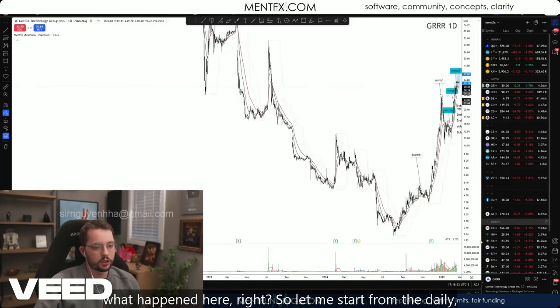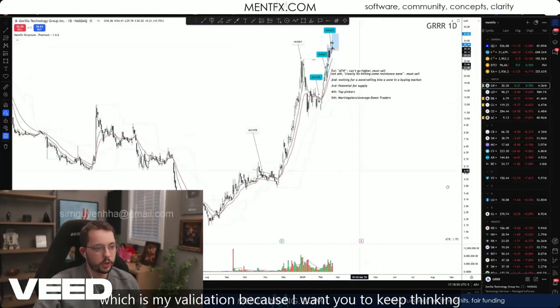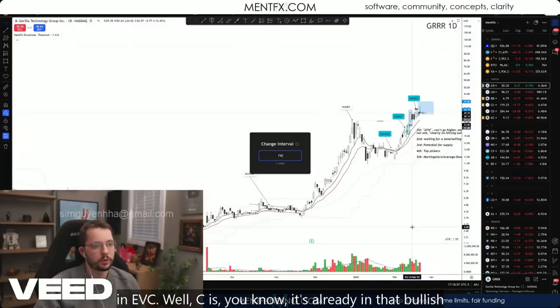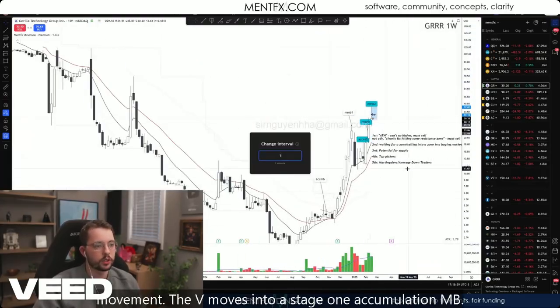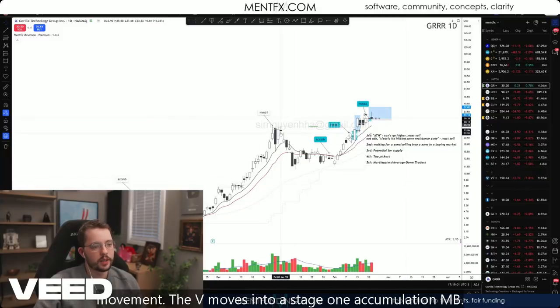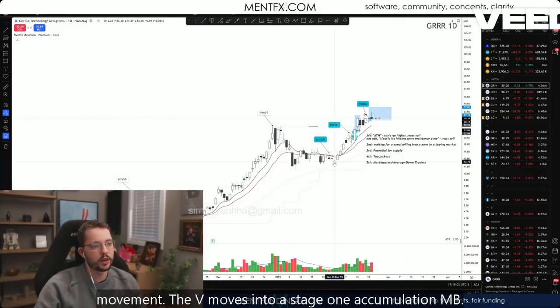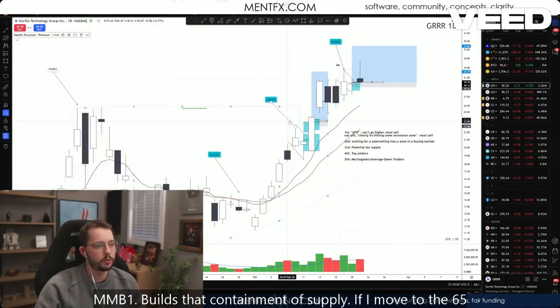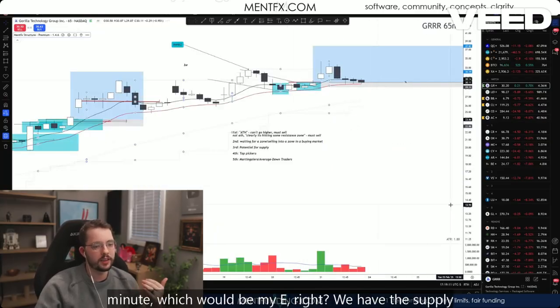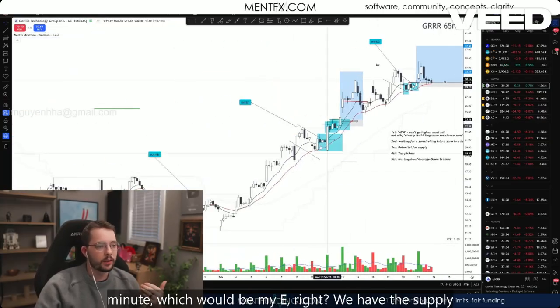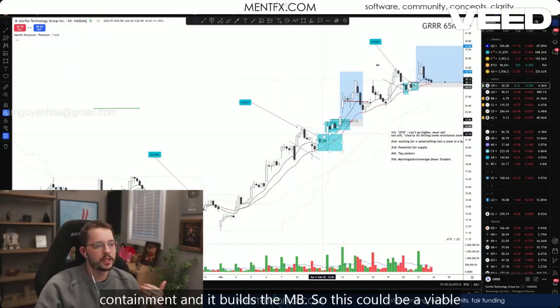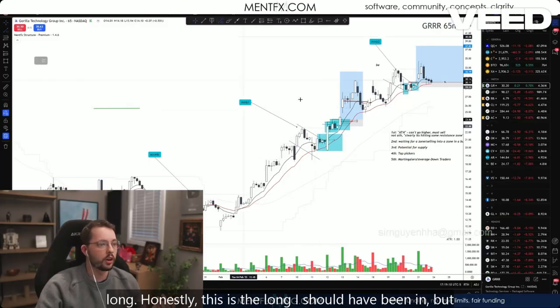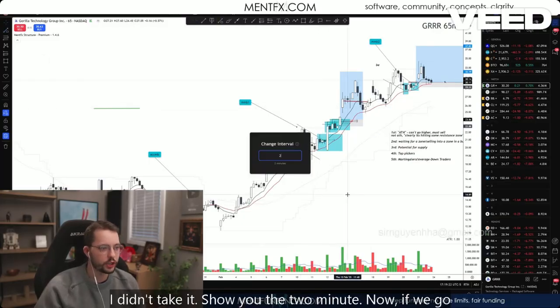Right, so let me start from the daily, which is my validation, because I want you to keep thinking in EVC. Well, C is already in that bullish movement. The V moves into a stage one, accumulation MB, price pauses on the rising averages right here through the MMB1, builds that containment of supply. If I move to the 65-minute, which would be my E, we have the supply containment and it builds the MB, so this could be a viable long. Honestly, this is the long I should have been in, but I didn't take it. I'll show you the 2-minute now.